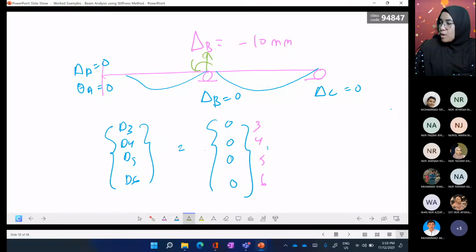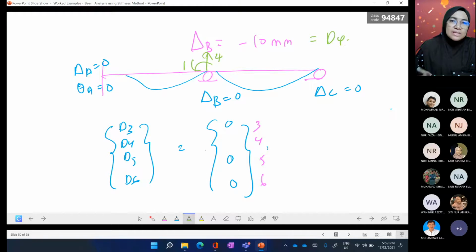Okay, kita ada 4, 1 sini. 4, 1. Okay, so means that this is equivalent to D4. D4 means that dekat 4 ni, kita tak boleh lagi letak 0. Kita kena letak dia negatif 0.01.